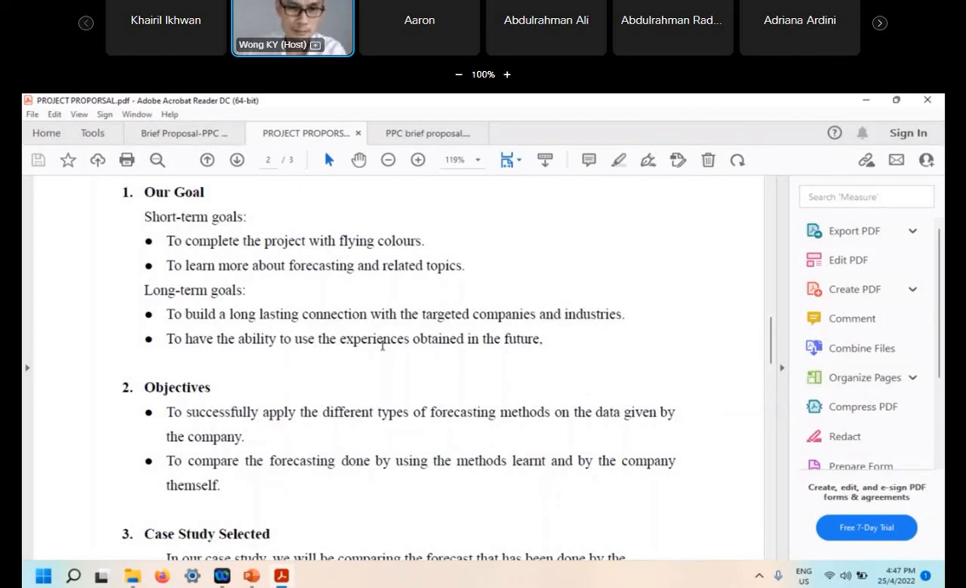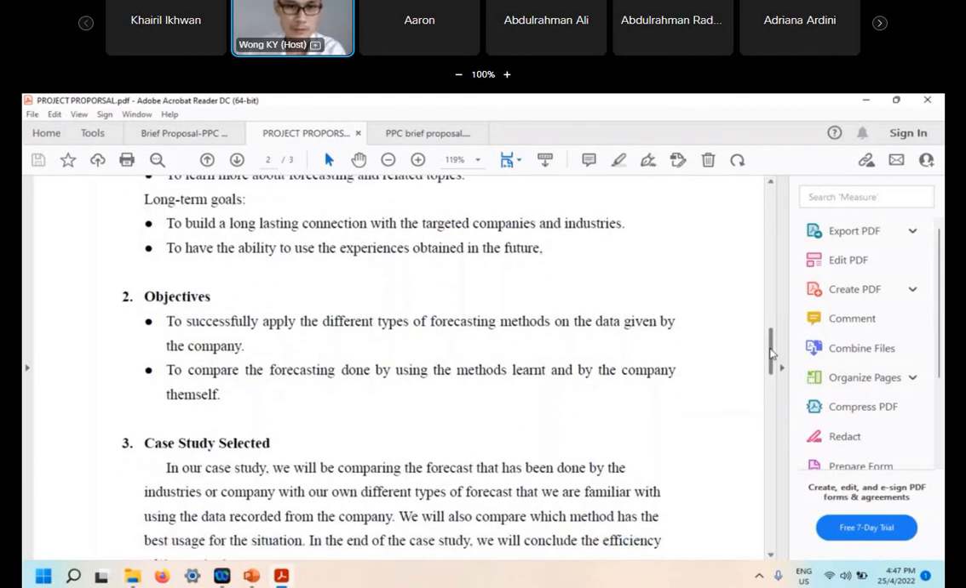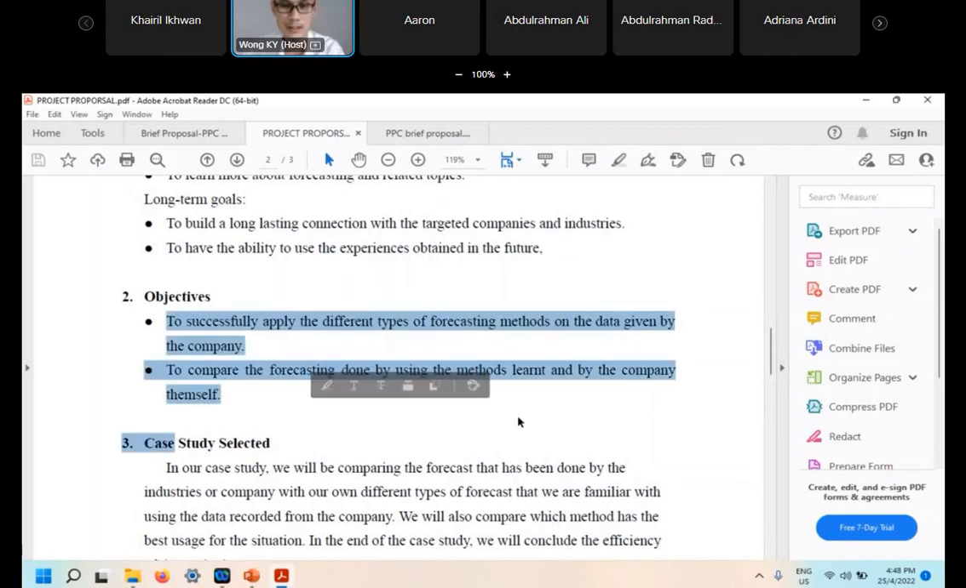So this proposal is not okay because it has no company yet, and it proposes to do only forecasting. I already said that cannot be done. You cannot just do forecasting for one company. You must apply at least 3 methods from 3 different topics. Scheduling is one of them, so one of the topics applied must be scheduling. So please take note.